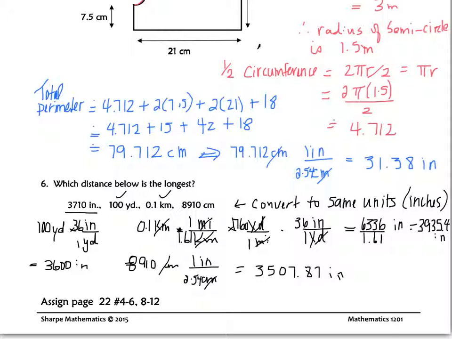So it says which distance below is the longest. If we look at all those values, it appears that the 0.1 kilometers is, no, yes, 0.1 kilometers, because we've got 3,710 inches, 3,600 inches, 3,935.4, and 3,507.87. So it is the 0.1 kilometers, which is the largest.